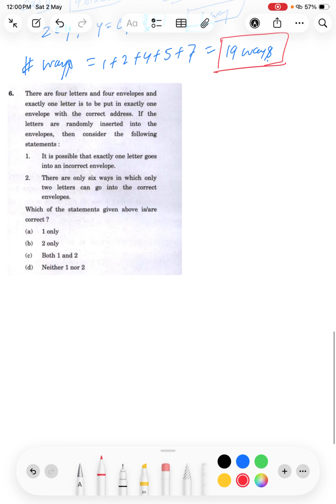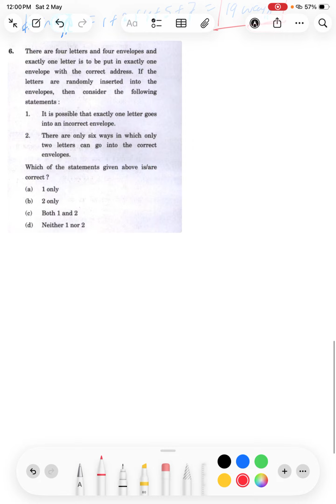Question number 6 of 2023 CSAT. Let's look at the question. What does it say? Saying there are 4 letters and 5 envelopes. So we call such type of problems sometimes derangement problems.